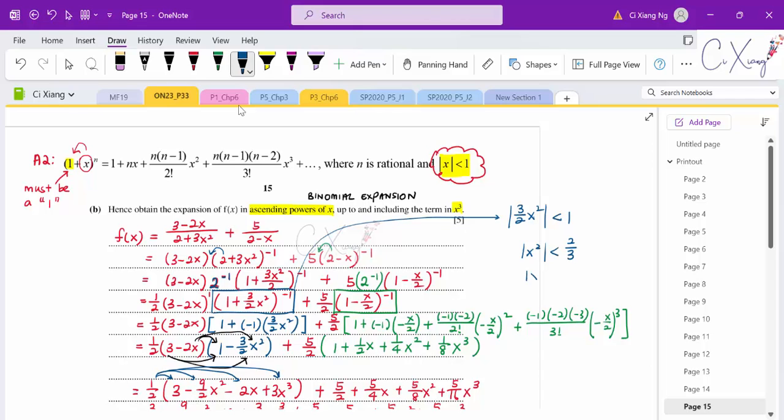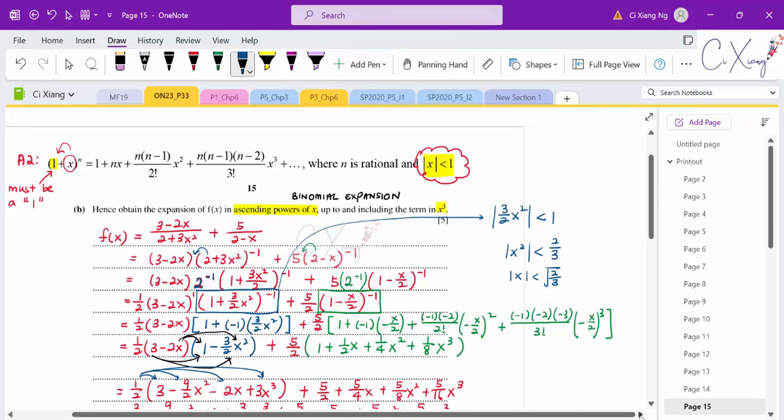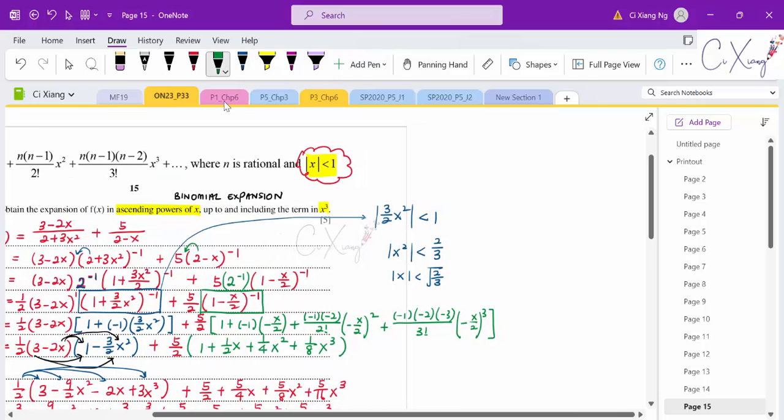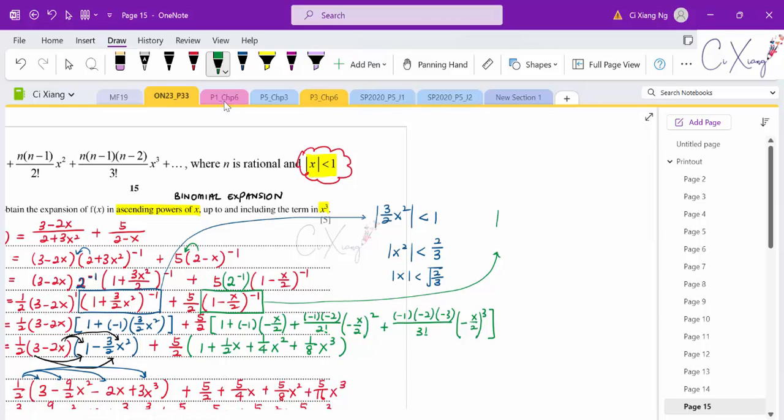Okay, therefore your modulus x should be between plus minus square root 2 over 3. That's for the blue color bracket. And then for the green color bracket, if I want to get the valid value of x, it should be modulus negative x over 2 smaller than 1. So modulus will make the negative disappear, and I want to bring the 2 over, so it should be x smaller than 2. Okay, so we are having two answers here, right?